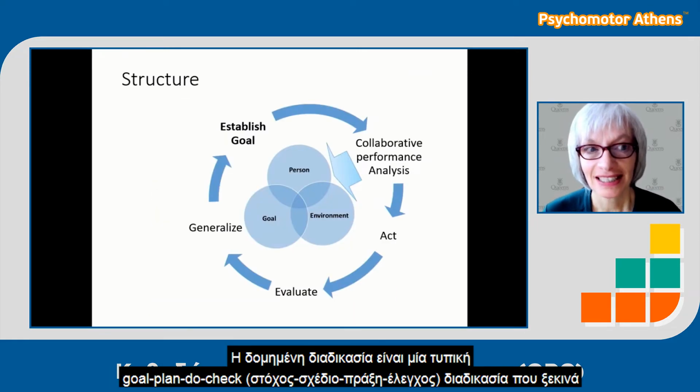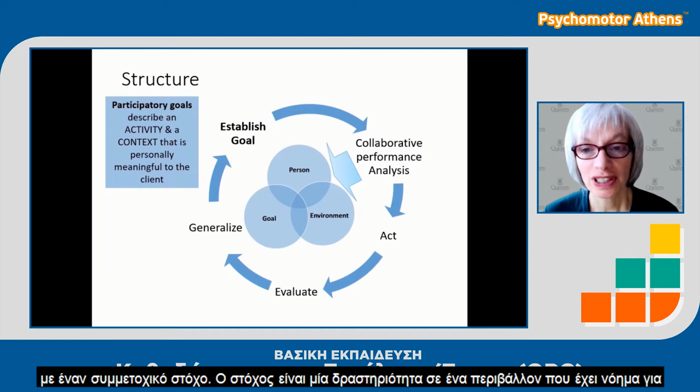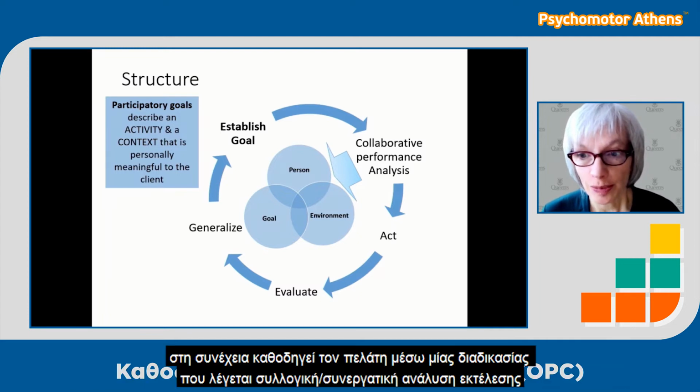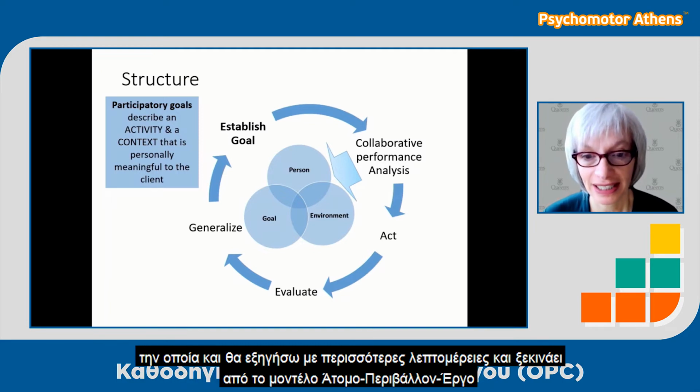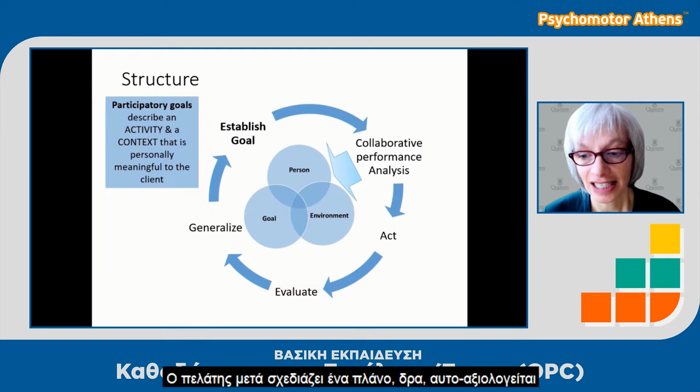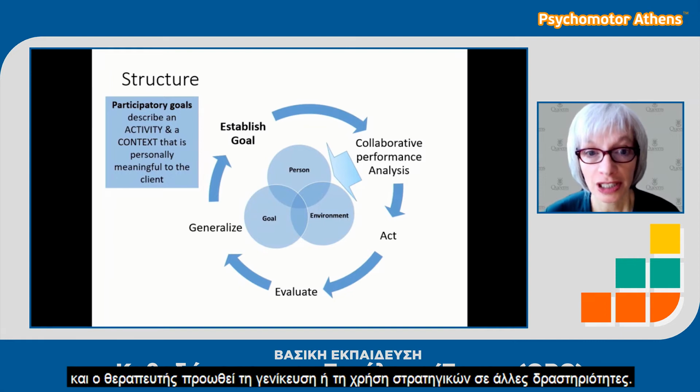The structured process is a typical goal, plan, do, check type of process that starts with a participatory goal. The goal is an activity in a context that is meaningful to the client and is selected by the client so that it is motivating for them. The therapist then guides the client through a process of collaborative performance analysis, which I will explain in a bit more detail, but it draws from the person, environment, occupation model that you may be familiar with. The client then forms a plan, carries out an action, self-evaluates, and the therapist prompts generalization or use of strategies to other activities.